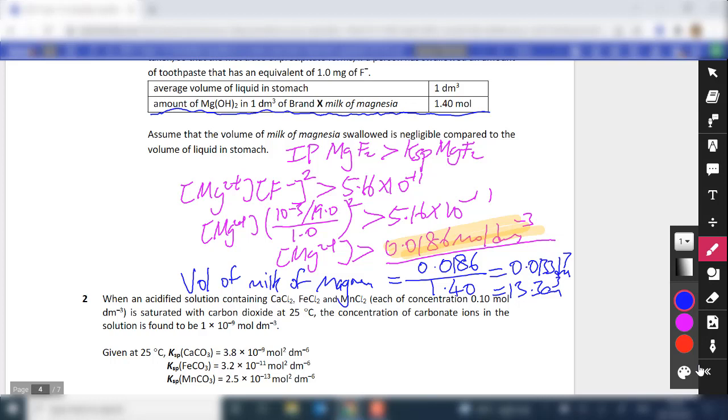Yeah. Of course, you might be asking at the initial stage, what if we perform the calculation by not ignoring the volume? Okay, you can also do the calculation, but your answer will be slightly different. So please go ahead and try it, and then you see that the value is probably quite close to 13.3.